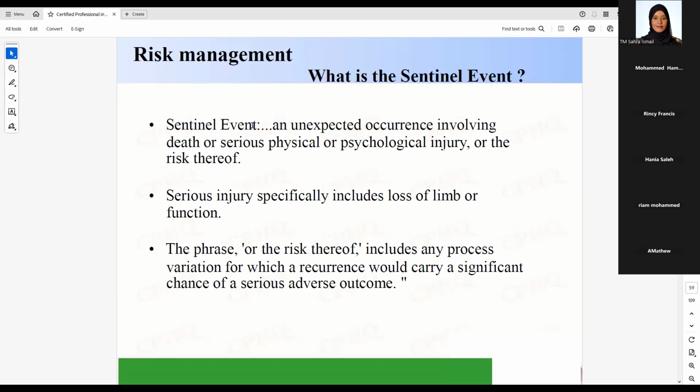Next, it's talking about risk management: what's a sentinel event? A sentinel event is an unexpected occurrence involving death or serious physical or psychological injury or the risk thereof. Again, these definitions were updated by JCI and others. When we say the risk thereof, it's talking about any process variation for which its recurrence would carry a significant chance for a serious adverse outcome.